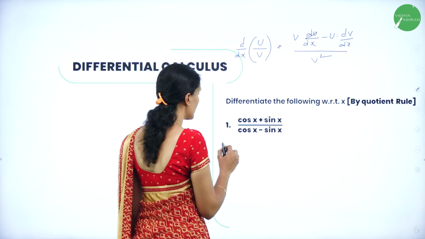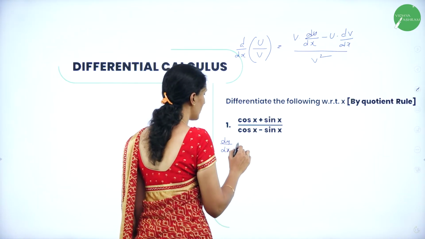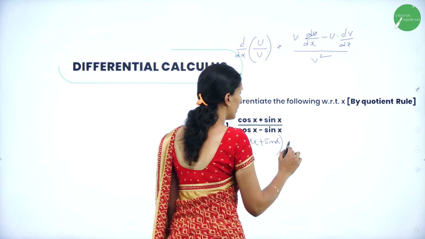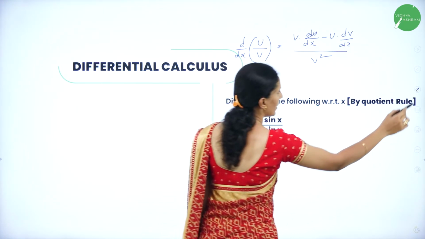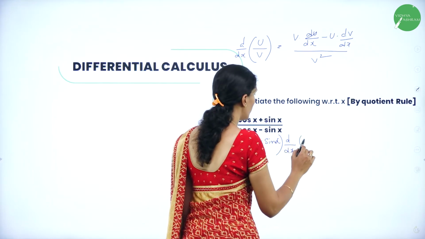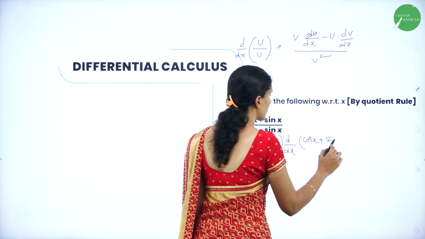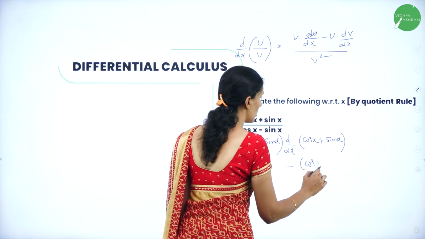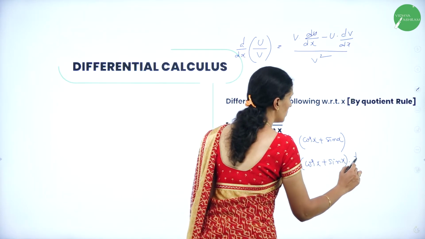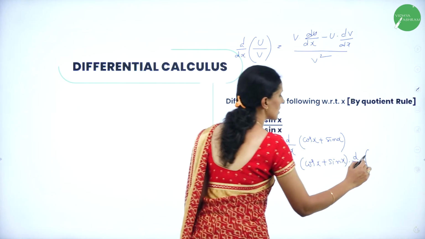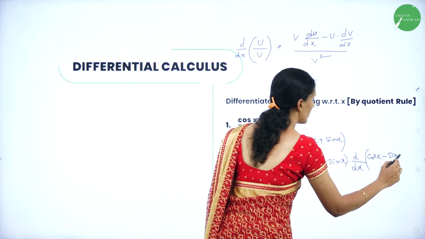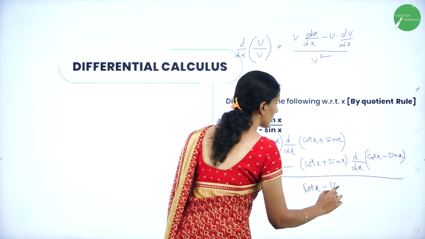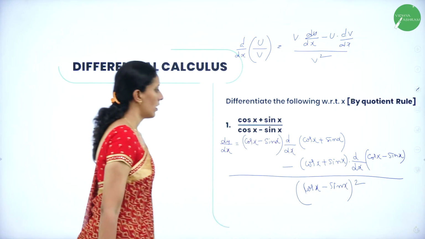So therefore I can write this as dy by dx is equal to cos x plus sin x, derivative of, so here it is minus, so minus this is v into du by dx of this, minus, so u we have to take, that is cos x plus sin x into d by dx of v, that is cos x minus sin x, whole divided by v square, that is cos x minus sin x whole square. Now let us solve this.